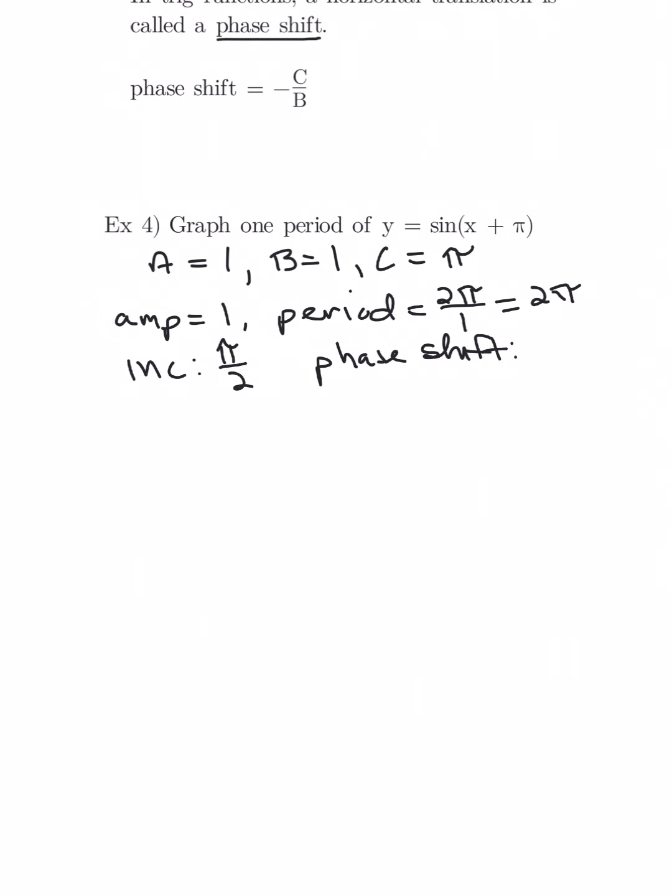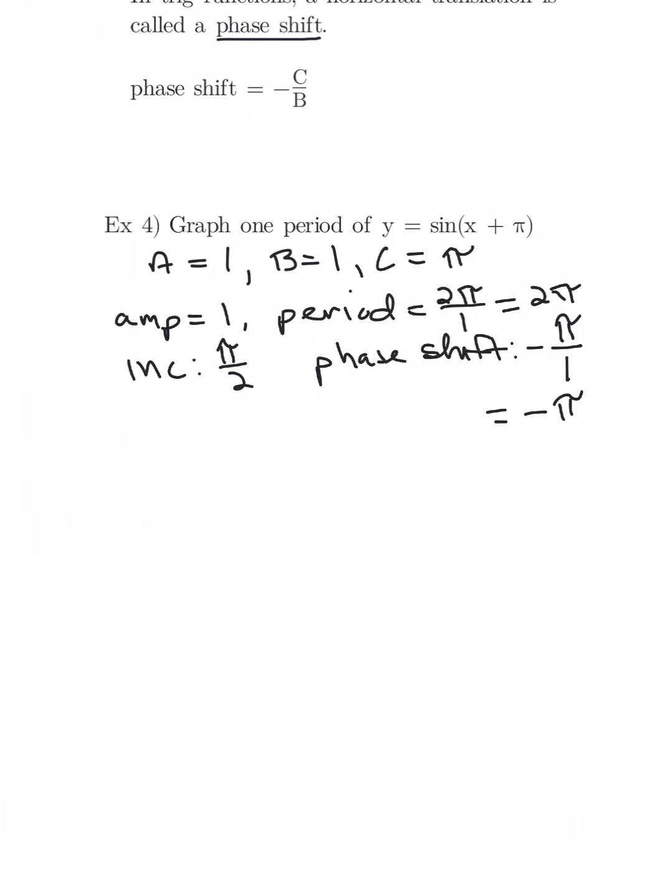We do the opposite of our c. So we're going to do negative c over b. So our phase shift is going to be negative pi. What that tells us is we're going to take our basic sine graph and move it left pi.